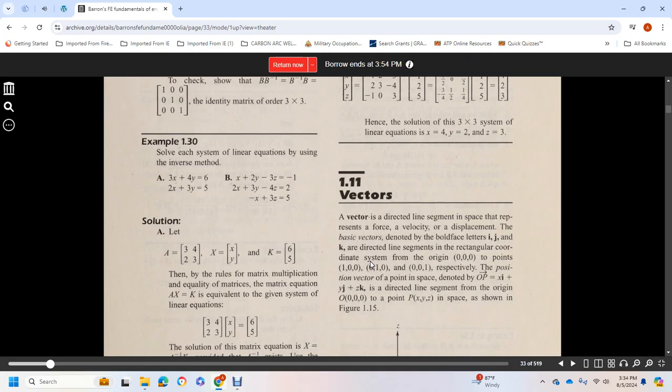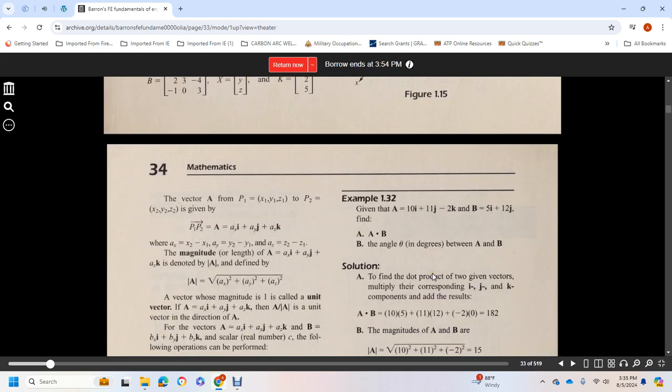Alright, 11.1, the vectors. A vector is a directed line segment in space, representing force, velocity, or displacement. The vectors denoted in boldface i, j, and k are directed segments in a rectangular coordinate system from the origin (0, 0, 0) to the points (1, 0, 0), (0, 1, 0), and (0, 0, 1), respectively. A position vector in space, denoted OP, is equal to x i plus y j plus z k, a directed line segment from the origin (0, 0, 0) to a point (x, y, z) in space, as shown in Figure 11.5.